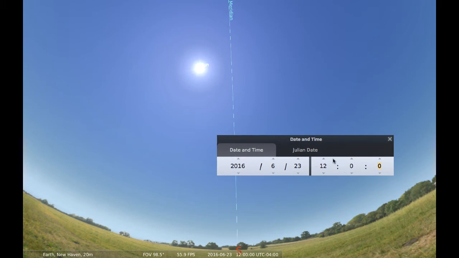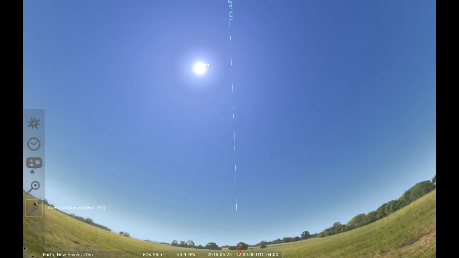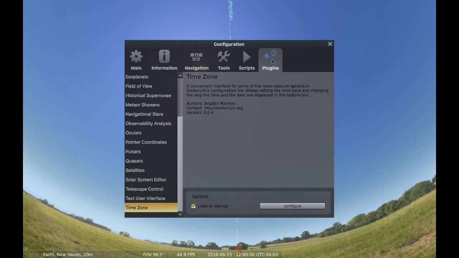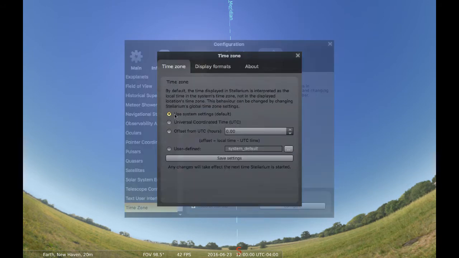Let's first fix that problem. Let's turn off daylight savings time. Now, the easiest way to do that in Stellarium is to go into the configuration window, and there's a plugin for Stellarium. It gets installed automatically, although you may have to load it at startup specifically. This is the time zone plugin. We go to configure. By default, it says use system settings. So when your computer is set to daylight savings time, it uses daylight savings time. Standard time, whatever, it'll change for the way the computer would show time given your latitude and longitude.